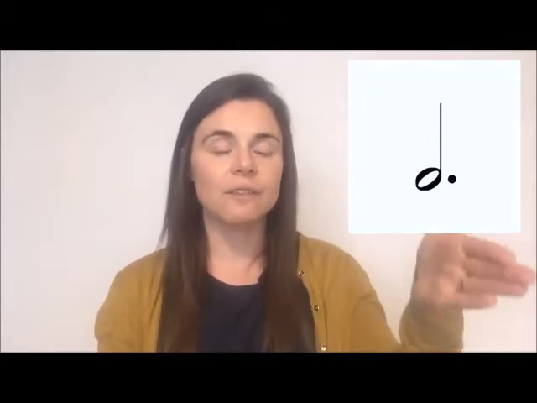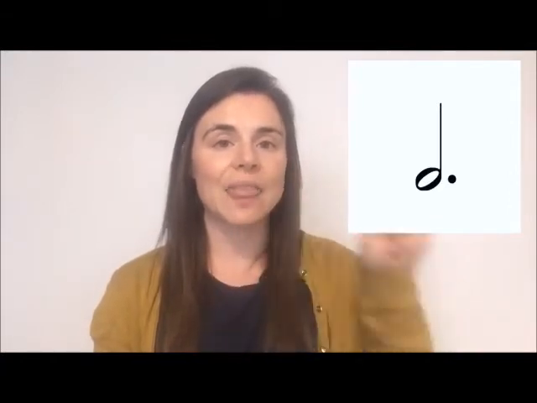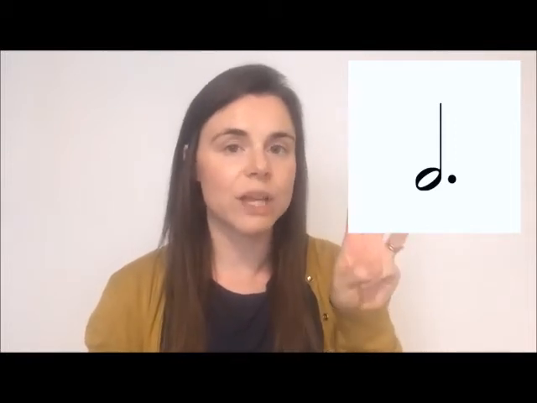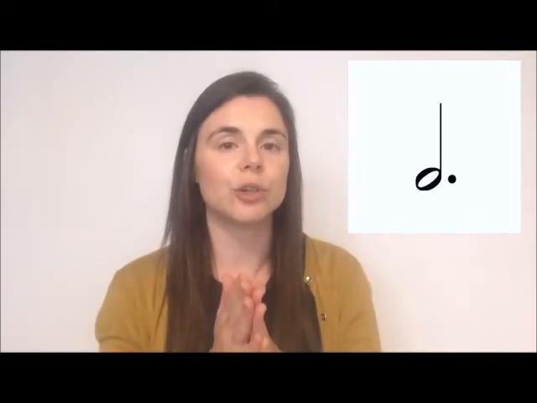Next, we have the dotted minim. Now the dot at the end adds on half the note's value. So a minim is 2 beats, but when it has a dot on the end, we have to find out what's half of 2. So it's 1, and then we add that on to the minim. So 2 add 1 is 3. So we hold this one on for 3 beats like this. 1, 2, 3. 1, 2, 3.